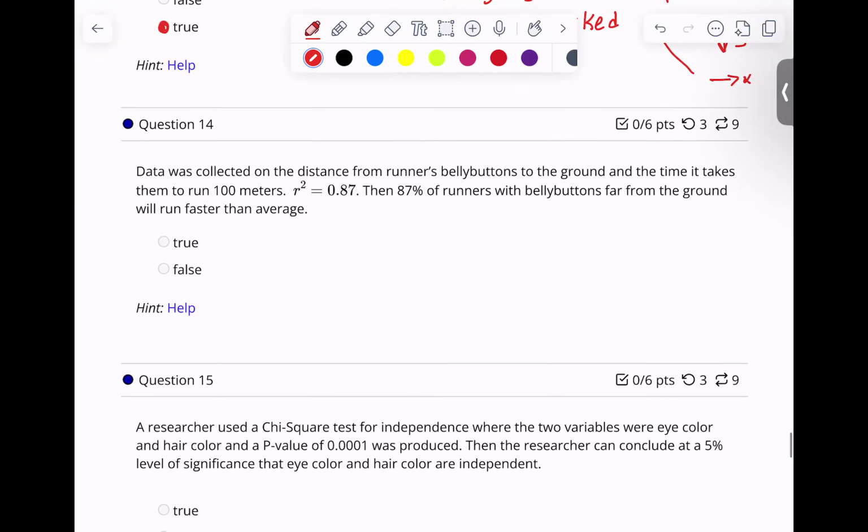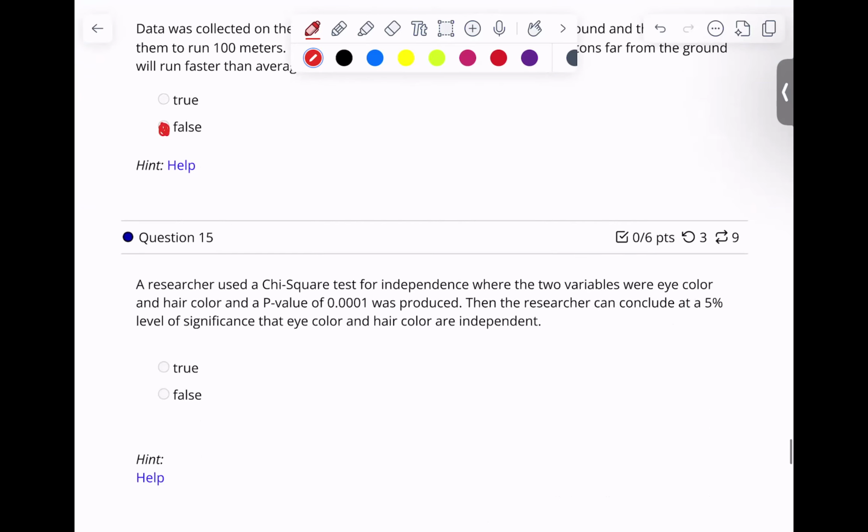Data was collected on the distance from a runner's belly button to the ground and the time it takes them to run 100 meters. R squared is 0.87, then 87% of runners with belly buttons far from the ground will run faster than average. I'm pretty sure I can't predict that.